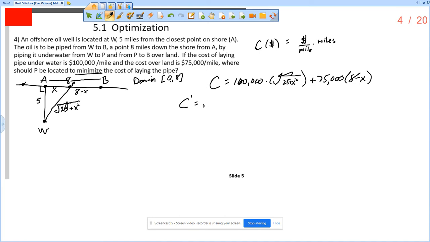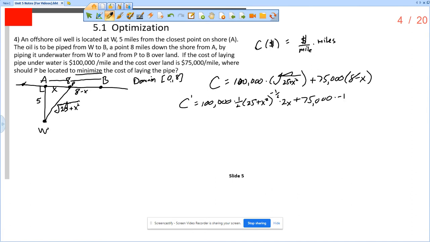All right, so let's take the derivative. So C prime. I have 100,000 times the derivative of the square root of 25 plus x squared. That's going to be 1/2 times 25 plus x squared to the negative 1/2 times the derivative of 25 plus x squared, which is 2x, plus 75,000 times the derivative of 8 minus x. Well, that would actually just be -1.